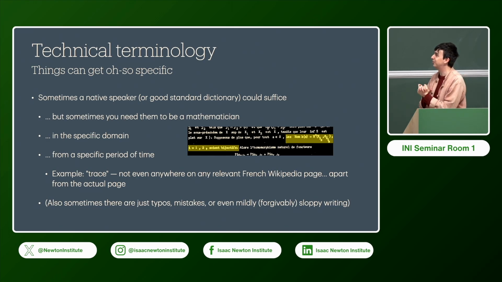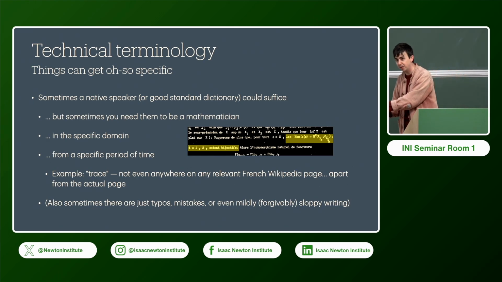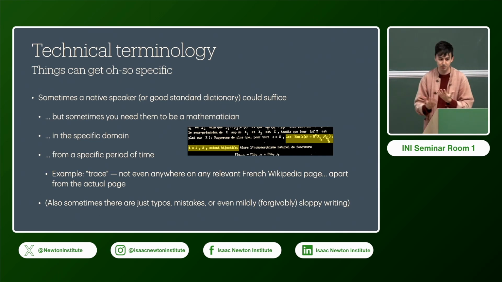Because in some sense, the purpose of translation is to remain faithful to the author. But as mathematicians, we want our translations to remain faithful to mathematics somehow. And there's this constant tension between the two.